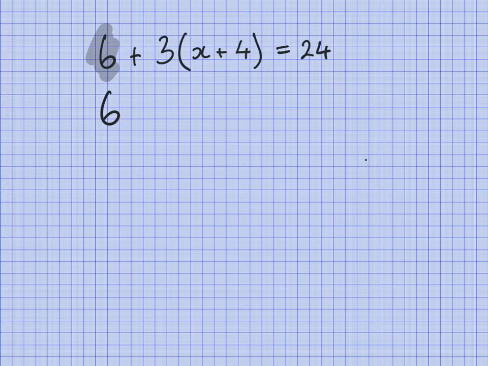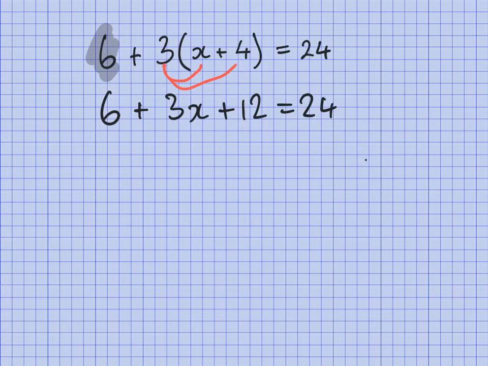The next thing is to look at the equation and think, what order do we need to do stuff? Well, BODMAS tells us brackets. So I'm going to expand the brackets. And for this, we times everything inside the bracket by the 3. So that we get plus 3x plus 12 equals 24.